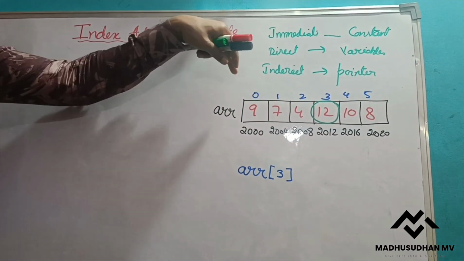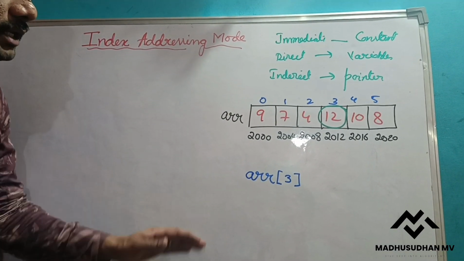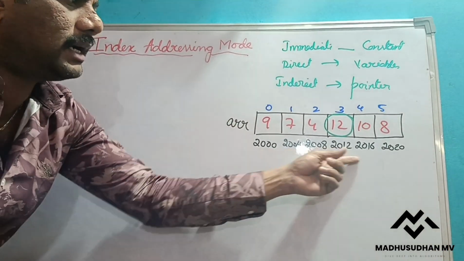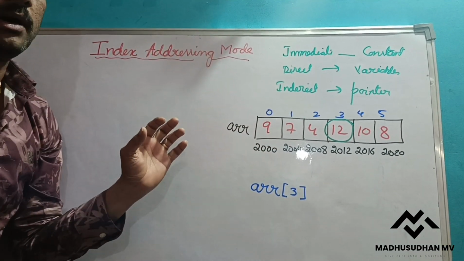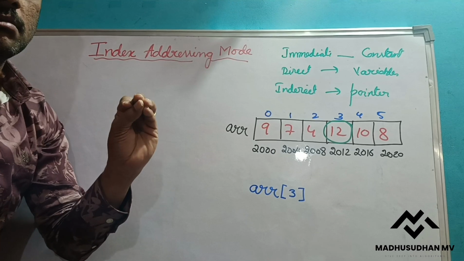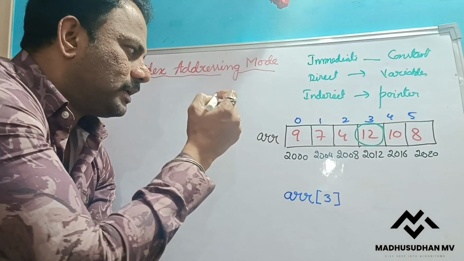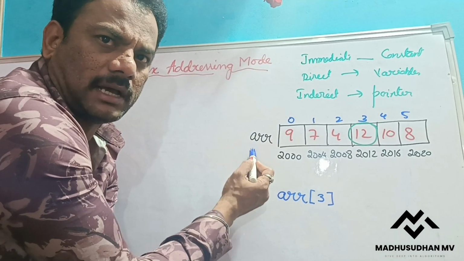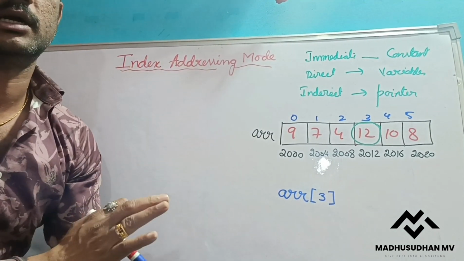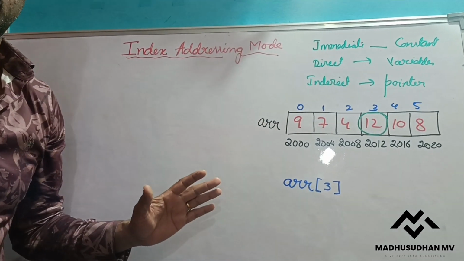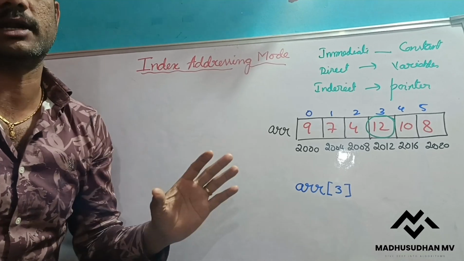But the index is only for our reference. In real memory there is no index, only the address. Variables are nothing but names given to memory locations. So whichever programming language, whichever subject, the array name always gives us the starting address.